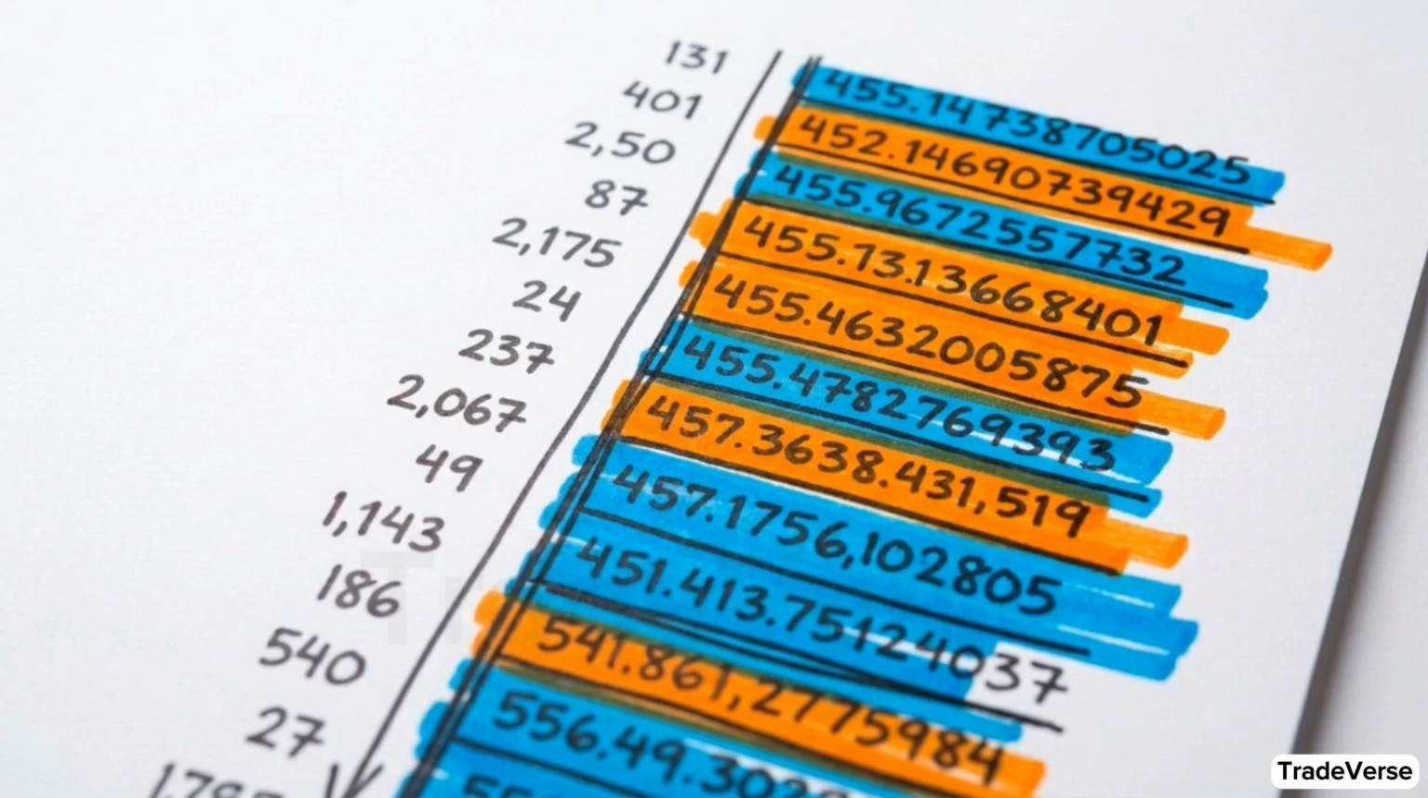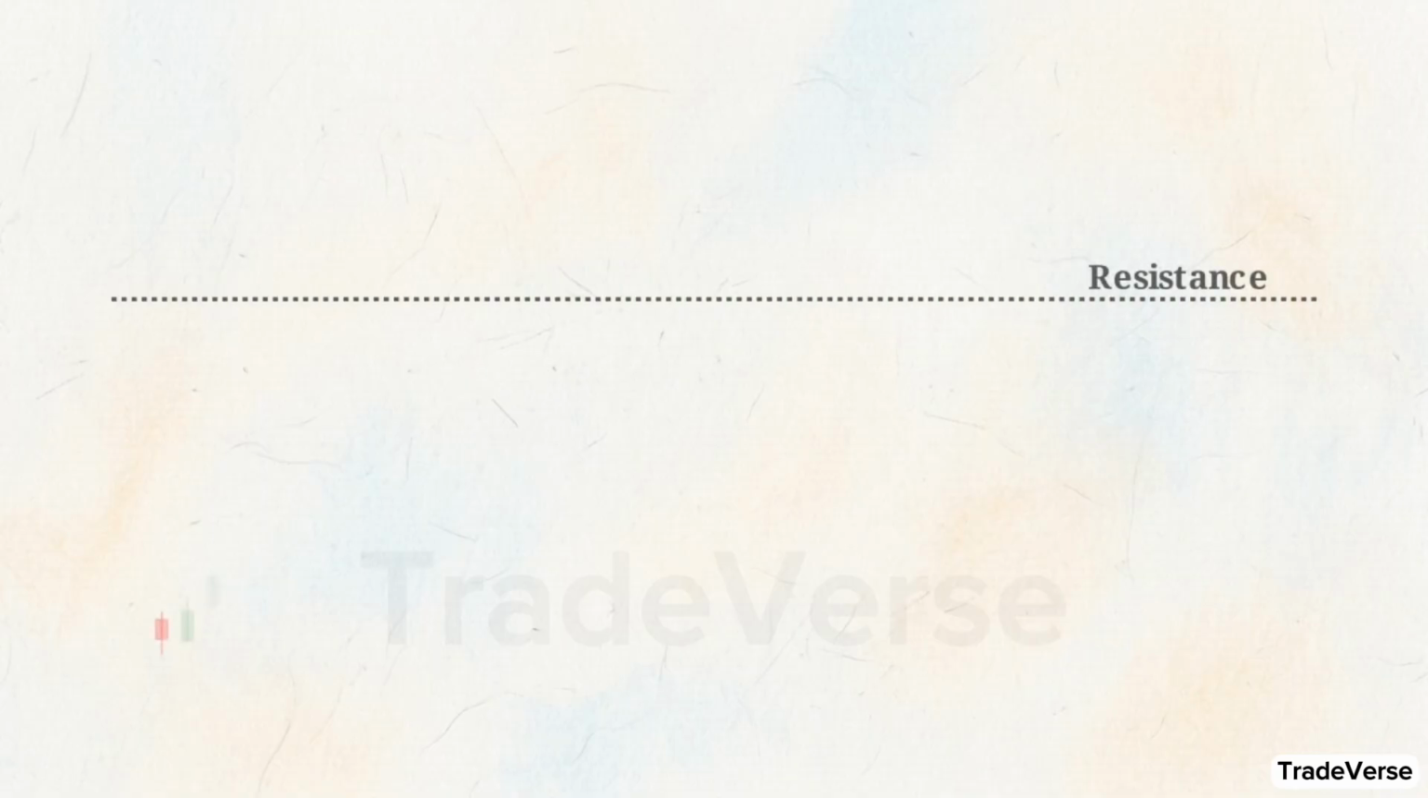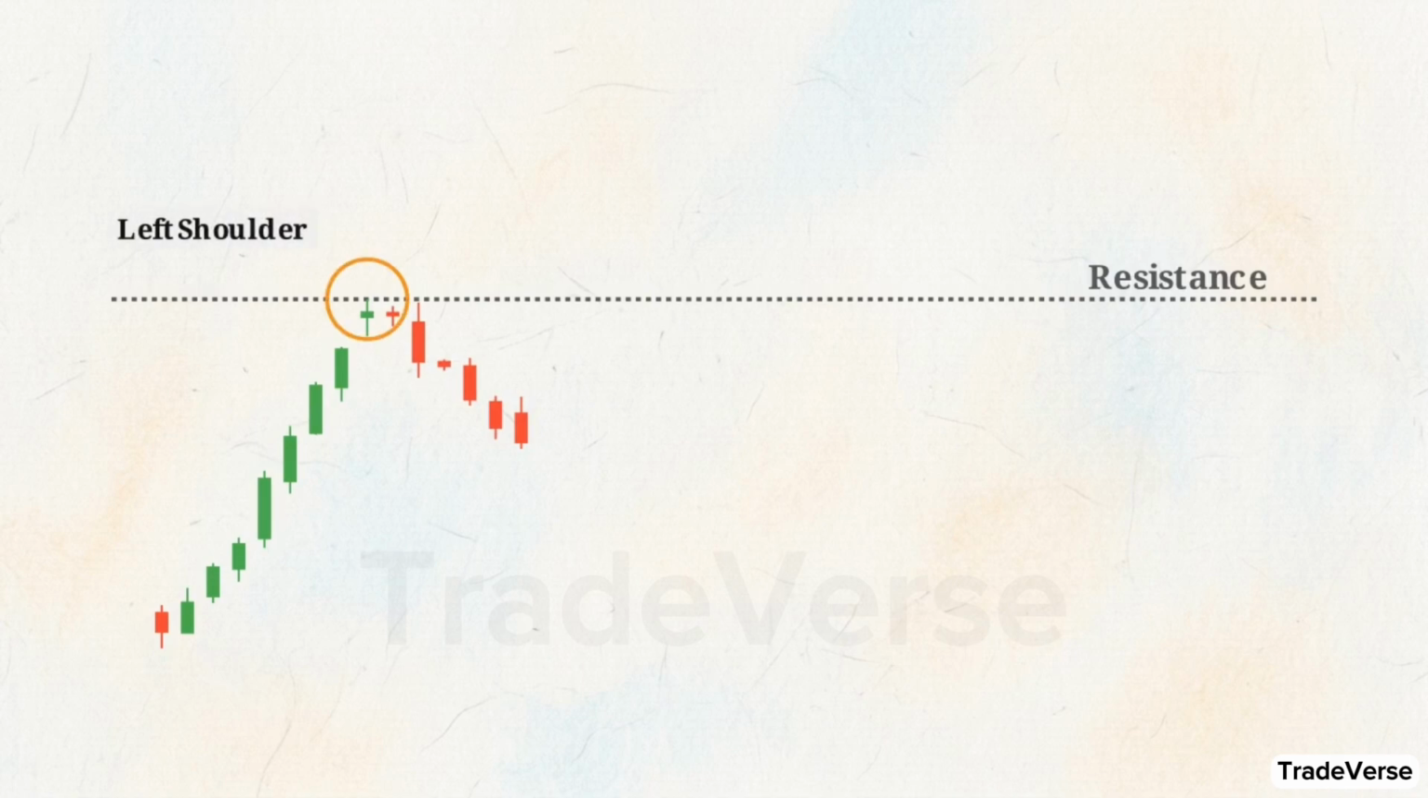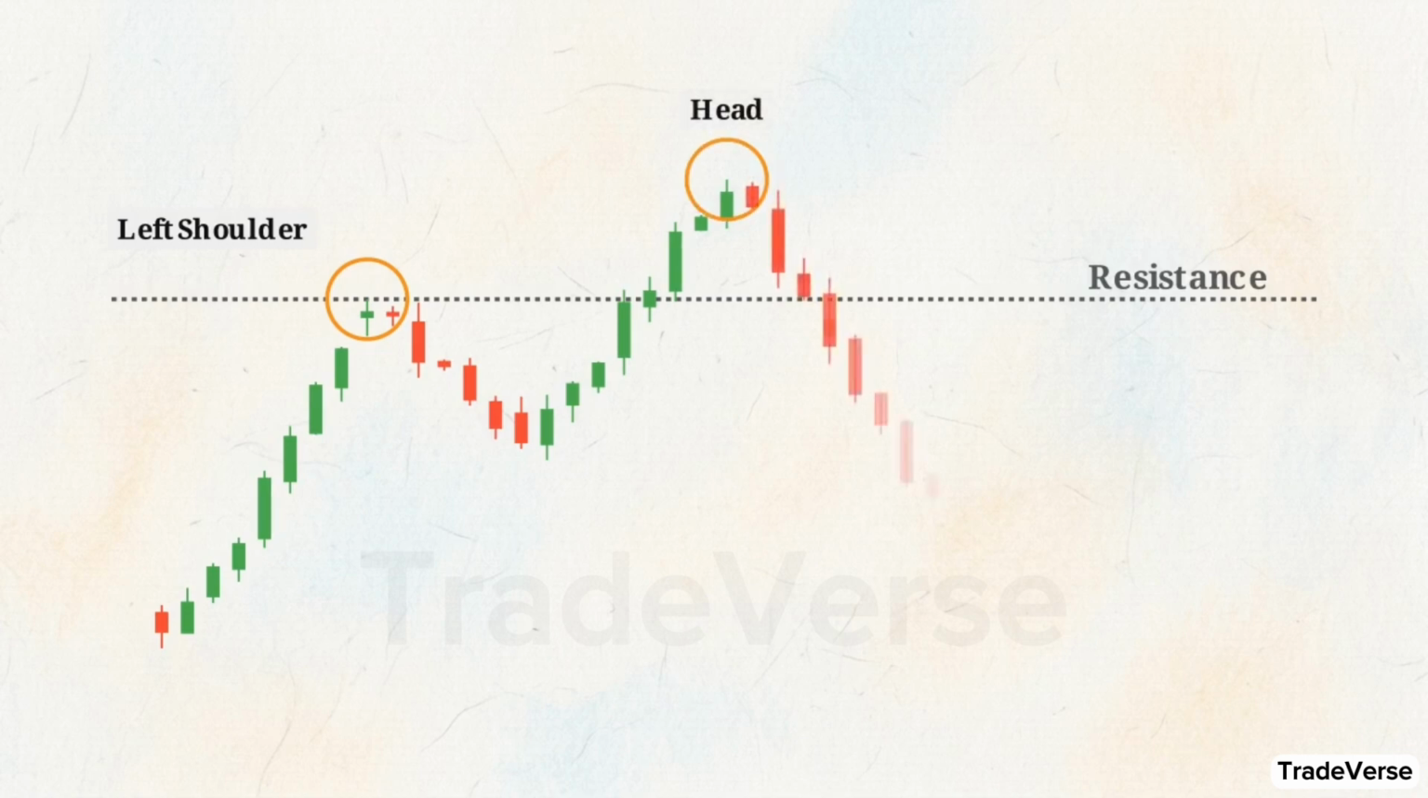When price finally hits that key resistance line, a crucial shift happens. Buyers begin to lose momentum, starting the reversal process. This highlight shows our first structural point. The left shoulder forms directly off your resistance line as buyers initially stall. Buyers attempt another push. They break briefly above the resistance line to form the head, but fail to hold the ground and fall right back down.